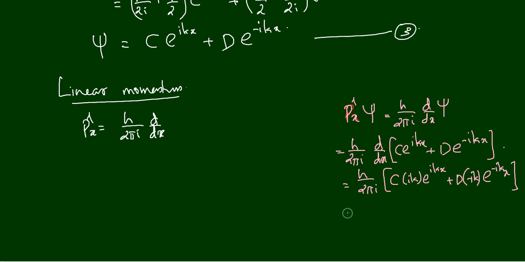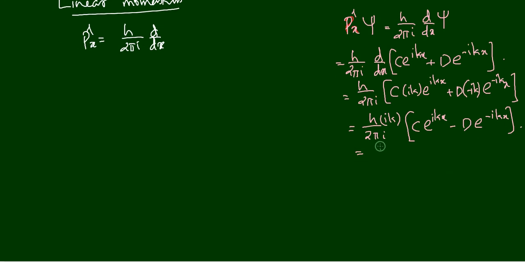So that is equal to h divided by 2 pi i. We have ik as a common factor here, so h by 2 pi i into ik is taken as a common factor. What remains is c e raised to ikx minus d e raised to minus ikx. Okay, so i and i are cancelled.